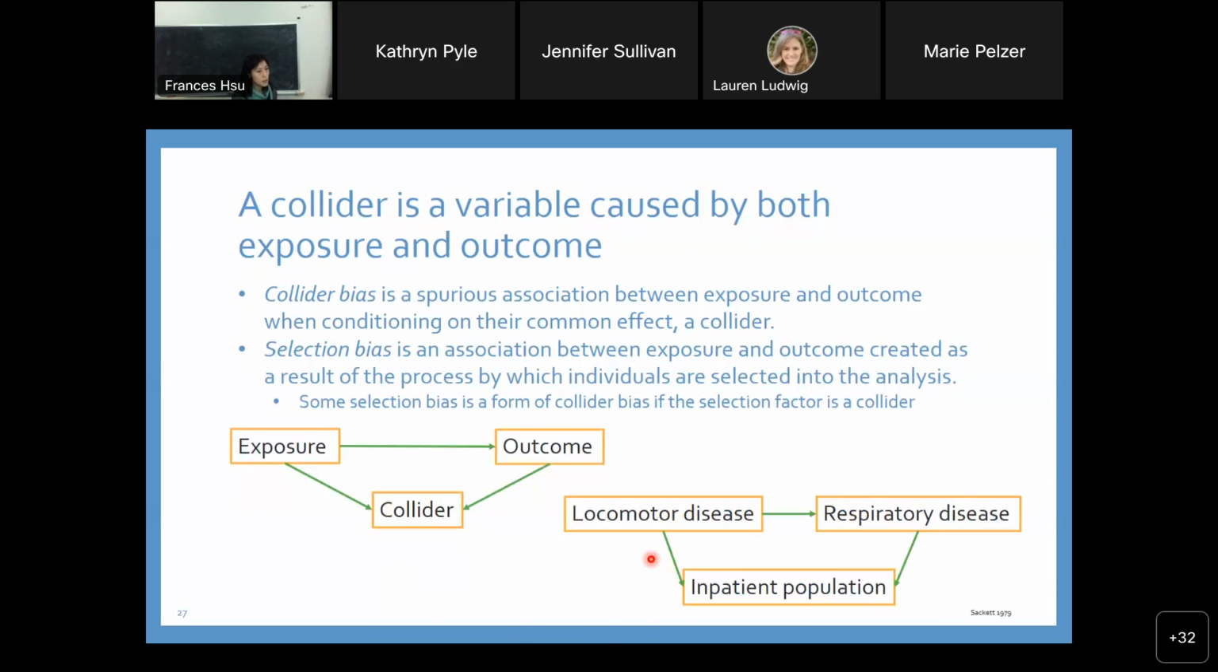So in this example, locomotor disease and respiratory disease, the relation between them, if you condition on using an inpatient population EHR data, then you might generate the spurious relations because patients with locomotor disease are likely to be hospitalized, and at the same time, respiratory disease patients are more likely to be hospitalized. So it appears as if there is a relation between these two diseases when there is probably not.